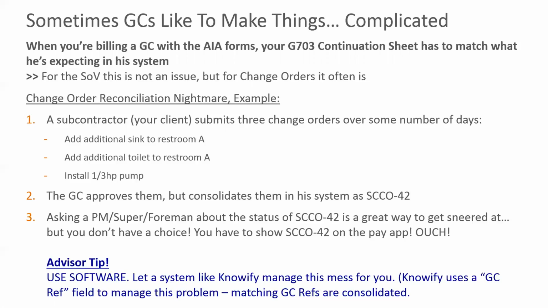And the trick here, there actually is a nice solution. This is what software can do for you. So for example, what we do in Knowify is we use a field we call the GC reference. And what it does is you'll still be able to process the change orders as you understand them. You can still go to your foreman and say, did we install the sink in restroom A? Did we install the toilet? Because you're going to see those when you fill out your AIA documents. But if you have matching GC reference fields for each of those change orders you submit, then on the AIA documents, we're going to smush them all together into a single line item that will say SCCO-42 in this case. And that will automate the process of that reconciliation and save you a whole bunch of headaches.